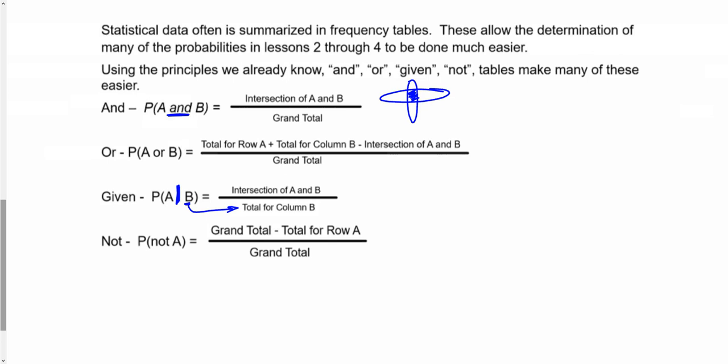And then again, if it says not A, you take the entire total, which is the bottom right corner, and then just subtract the probability of the A column or the A row, whatever it ends up being. Now, I know looking at this without an actual table doesn't make a whole lot of sense, so we're going to do this right now on the next page. I couldn't fit a table on the same page as these instructions, so if you want, you can flip back and forth. I don't really care.